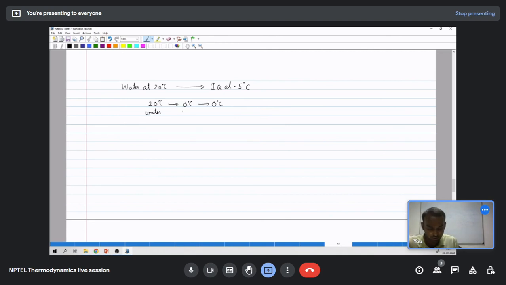So this is 20 degree water to 0 degree water, and then 0 degree water to 0 degree ice. During this we have latent heat of fusion, and then we should cool it down to minus 5 degree ice. So there are different temperature changes, and so we need to use different refrigeration systems, and we need to calculate the minimum work. So instead of going through all this, we can calculate in another way.